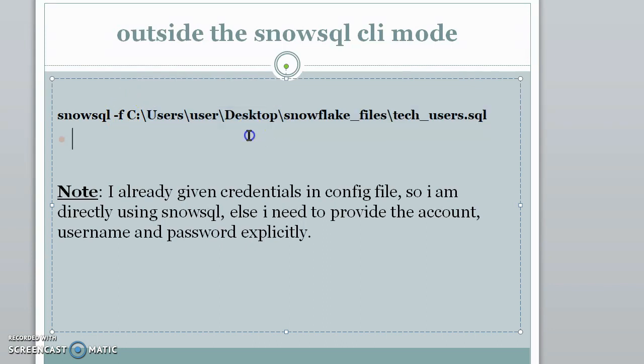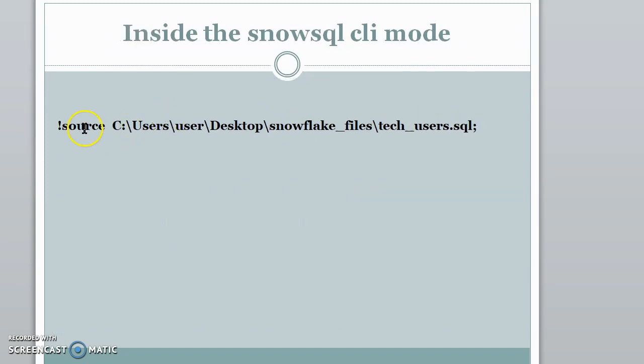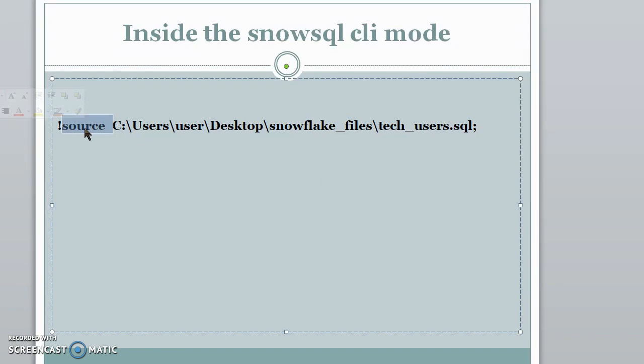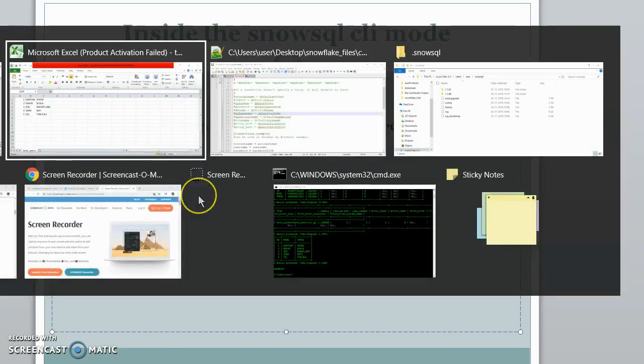And this is the place where I have entered my credentials in the config file, so I'm not entering the account or password explicitly. If you didn't give your password and username in the config, you need to give them in the command line itself. Another method is inside the CLI mode, where using a source command you can trigger this SQL file. We will see both in action.